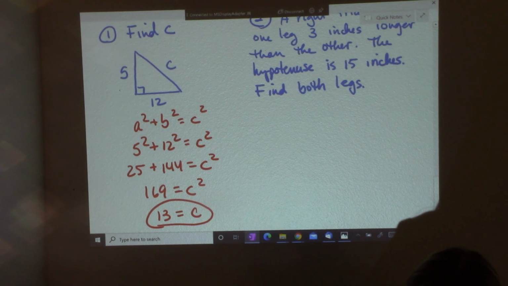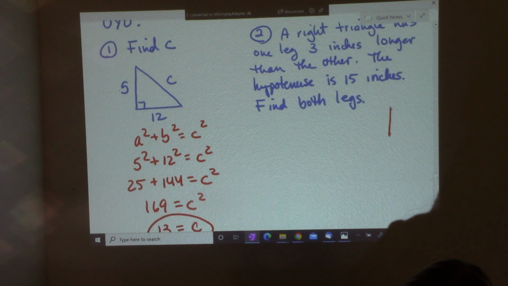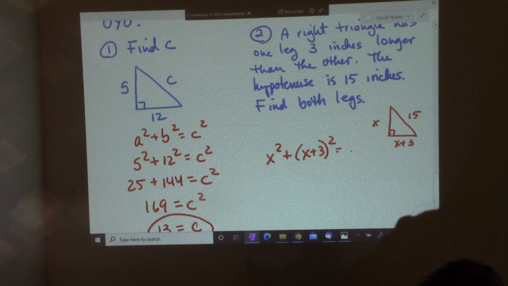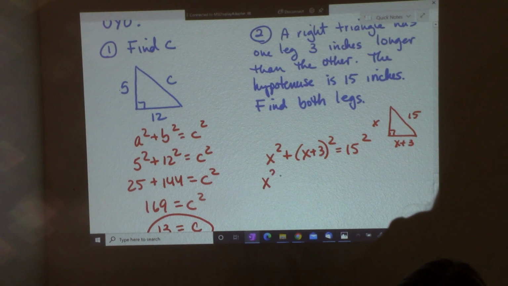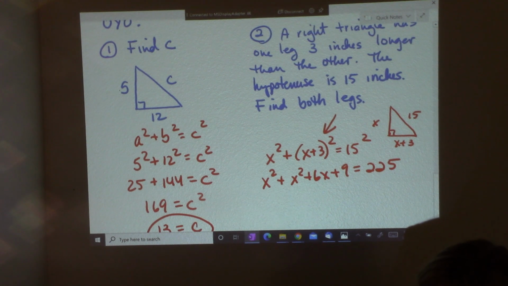All right, so here I'm going to have a picture of x and x plus 3, and the hypotenuse is 15. All right, so when I use the Pythagorean theorem, I get x squared plus x plus 3 squared equals 15 squared. Now, I'm not going to write it all out, but I'm just going to keep going. So if I work this out, I get x squared plus 6x plus 9, and this is 225. Check your work on that.